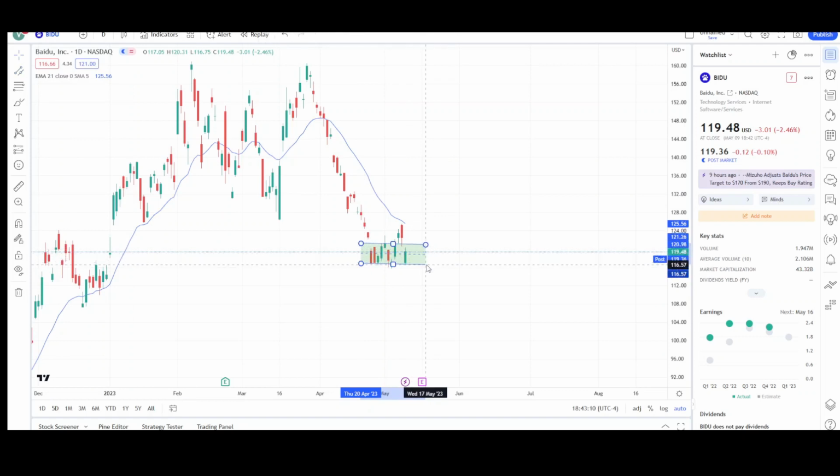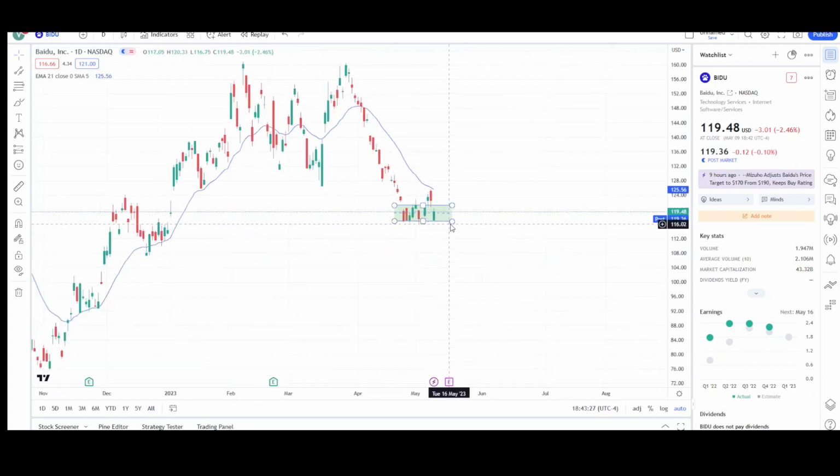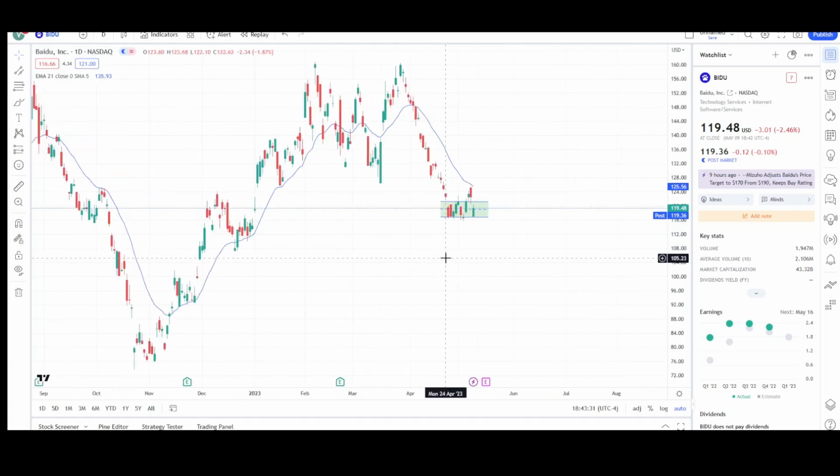It did fall back in this range, so we could see a little bit more sideways trading up until this earnings report, probably next week. It's estimated to be Tuesday, May 16th in the morning. We'll see if that will lead to more volatility, because right now it's kind of dry. It's just pretty much trading sideways for the most part. But let's go over the entire structure to see where it's most likely headed in the future.